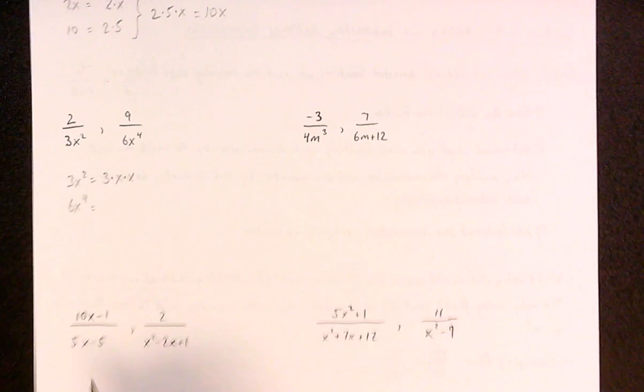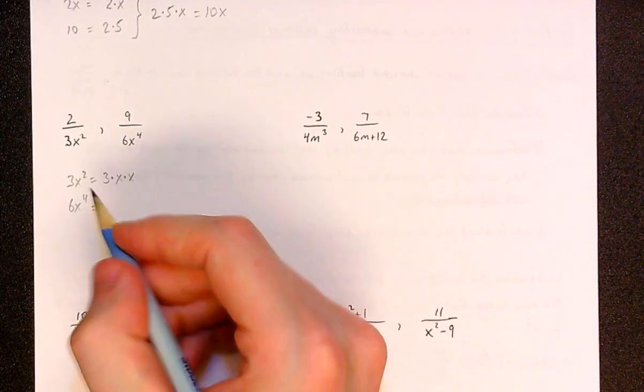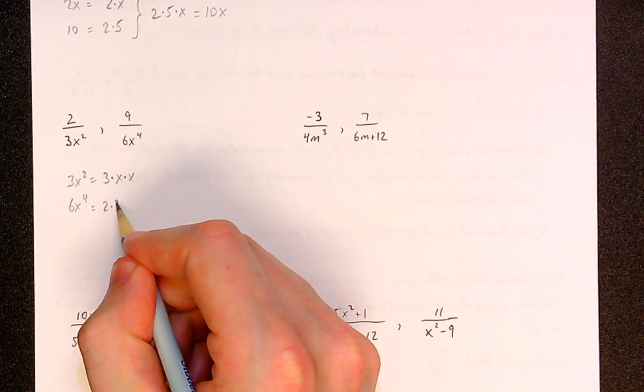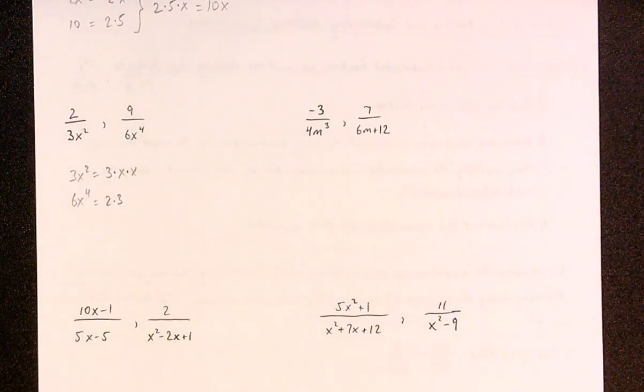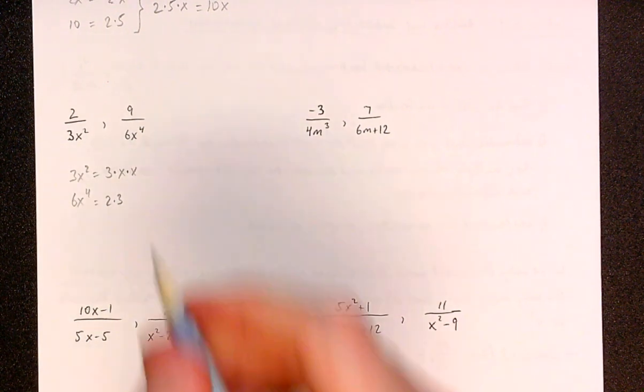All right, 6 times x to the 4th. Well, 6 is 2 times 3. And then the x to the 4th is x times x times x times x.